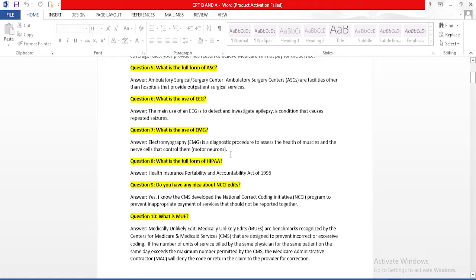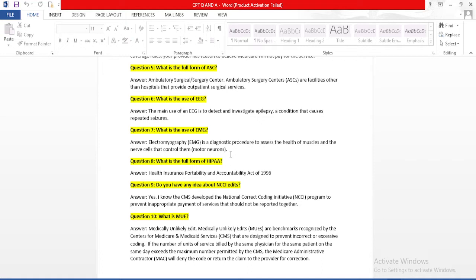What is the full form of ASC? ASC means ambulatory surgery centers, or facilities other than hospitals that provide outpatient surgical services. Next one, what is the use of EEG? EEG means electroencephalogram. We use EEG to detect and investigate epilepsy, a condition that causes repeated seizures.